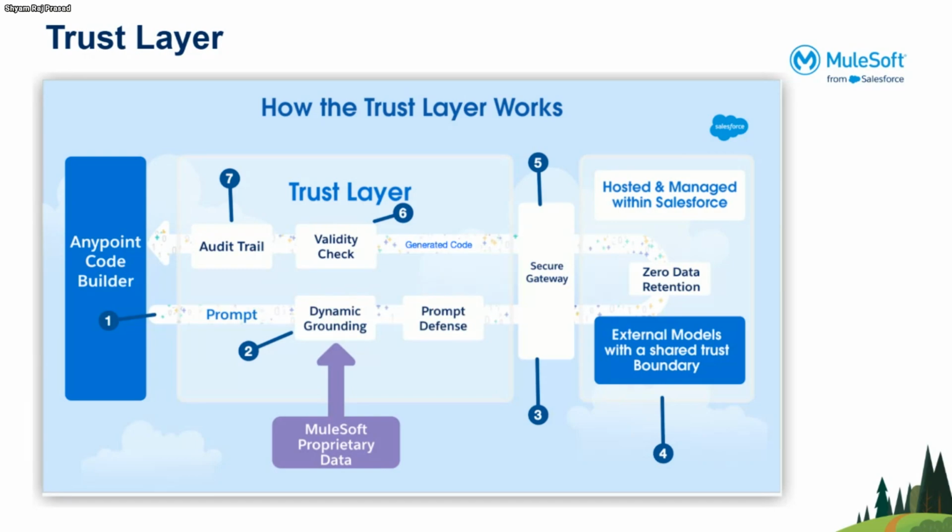All these LLMs reside on Salesforce. We provide the prompt, it goes to Salesforce, the LLM runs and gives back the response, and it comes through the secure gateway back to the trust layer and into the Anypoint Code Builder. So that is how the complete thing runs: from ACB to Salesforce, how the prompt and the grounding happen, where the LLM runs and how the response comes back. Okay, next slide.